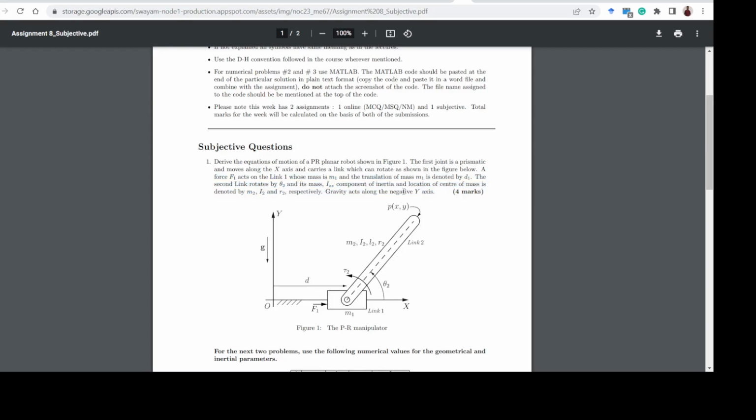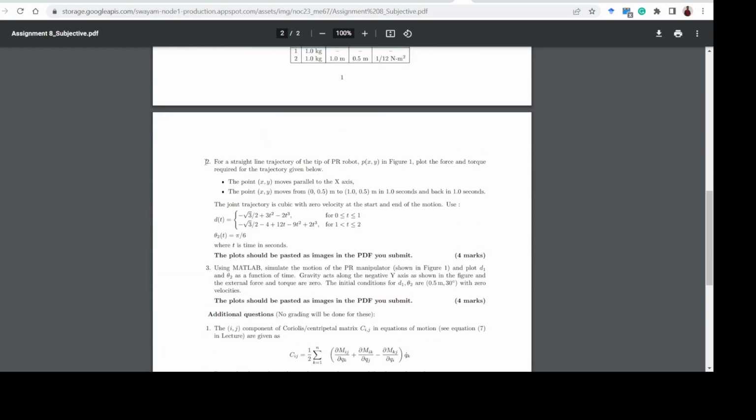And then in the following question, you have been asked the inverse dynamics essentially: for a straight line trajectory, plot the force and torque required. The force and torque required come from the inverse dynamics.